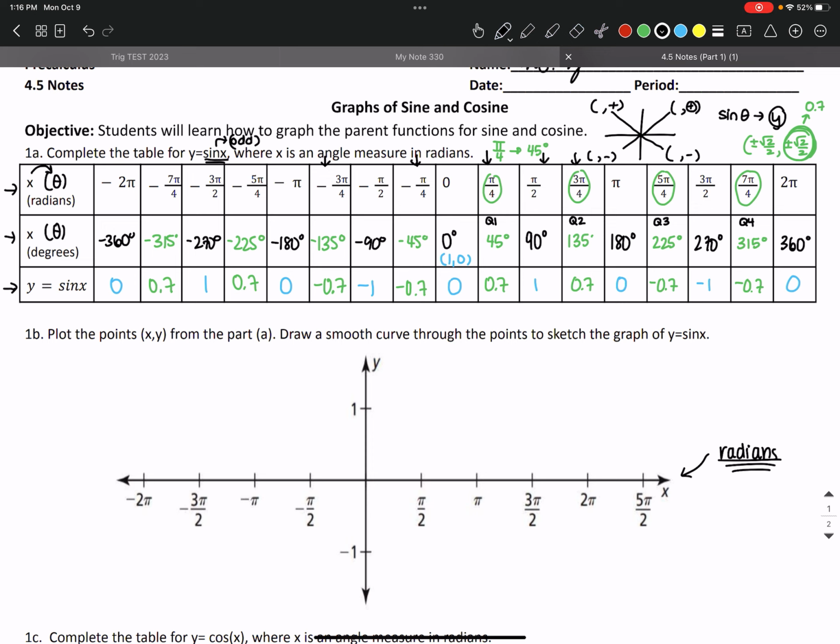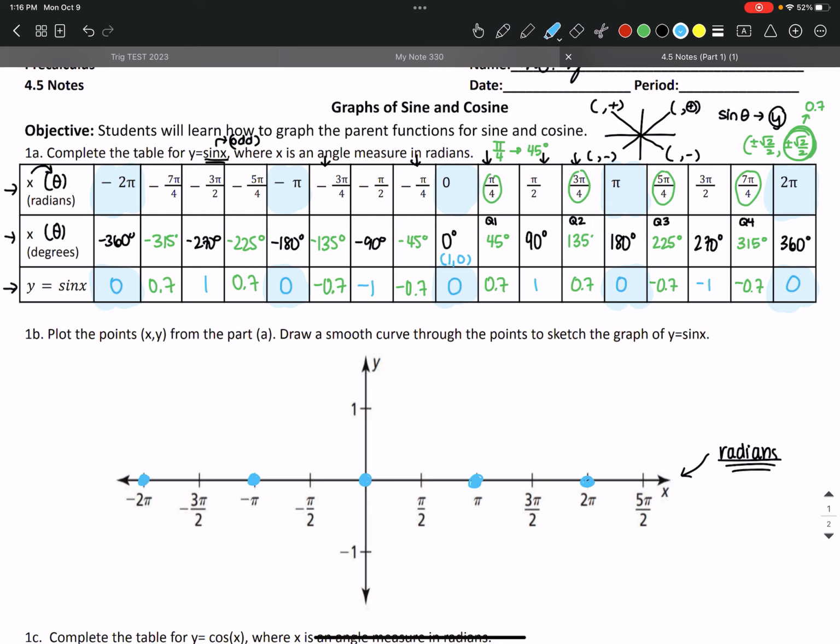First thing I'm going to do is take the points that are on the x-axis and graph those. So I have 0, 0, I have pi, 0, and I have 2 pi, 0. I also have negative pi, 0, and negative 2 pi, 0, and I'm going to put all those on my graph. So I have 0, 0, pi, 0, and 2 pi, 0. Then I have negative pi, 0, and negative 2 pi, 0.